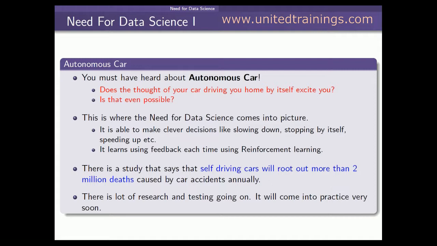With the help of data science, the car can make clever decisions like slowing down, stopping by itself, and speeding up. Here the car or machine learns by trial and error. You need to train the machine by giving feedback so that it learns by itself, and after a couple of days it is going to solve the particular task. The technique that is applied is reinforcement learning, which is also a technique of deep learning, which is hot today.